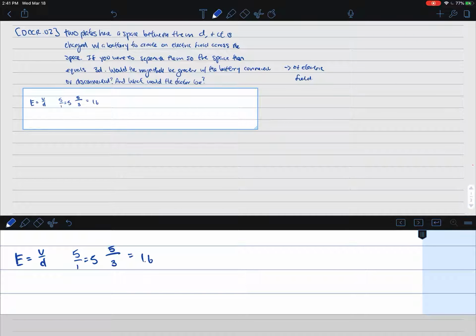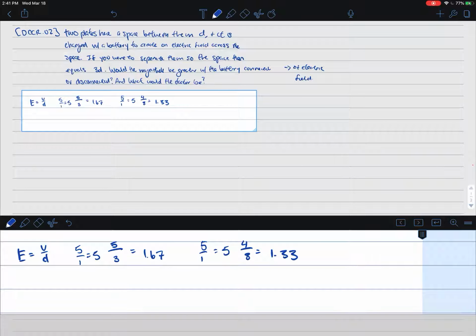It's 5 divided by 1.67. But if you do 5 over 1 for the original one equals 5, but then the voltage decreases to 4, and the distance is by 3, so then you divide that and you get 1.33. So you actually get a greater change with the battery disconnected than you do with the battery connected in this case, as shown by just a little example here of trying to reason through the problem here.